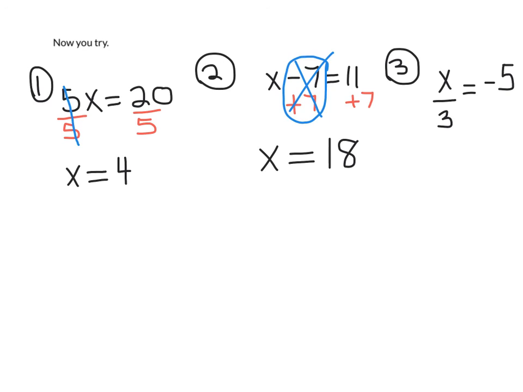In question 3, this time I'm dividing by 3, and I need to get rid of that. So the opposite operation to divide by 3 is to multiply by 3. And this is how I show multiply by 3, and I don't have a lot of room on this side, so I got to squish it on there. Multiply by 3 and divide by 3 cancel each other out and make 1. So I'm left with x is equal to positive 3 times negative 5 is negative 15.